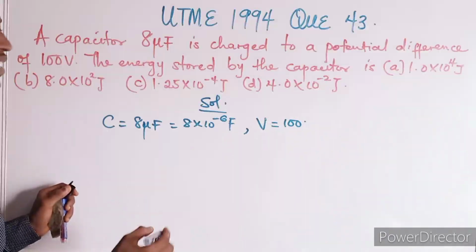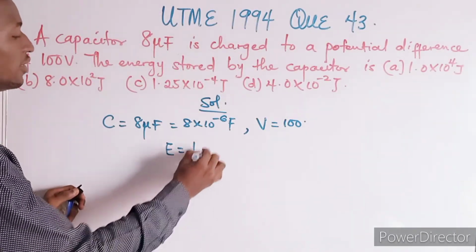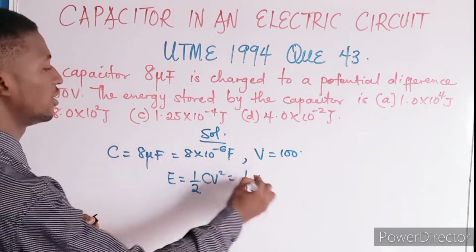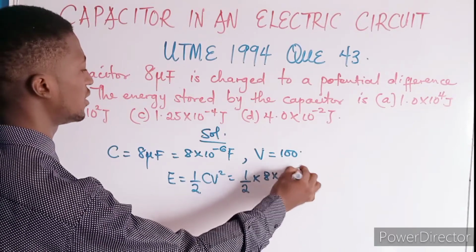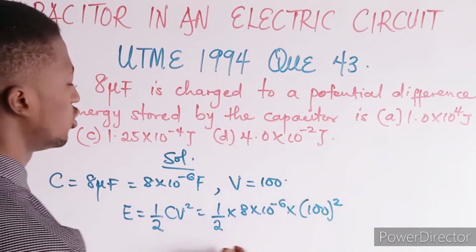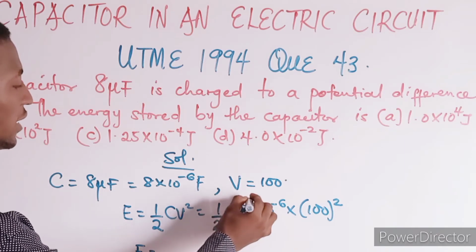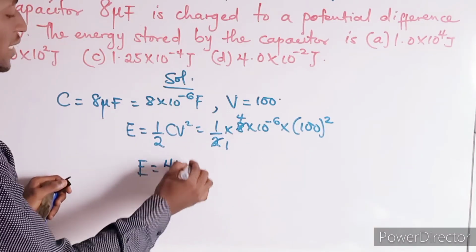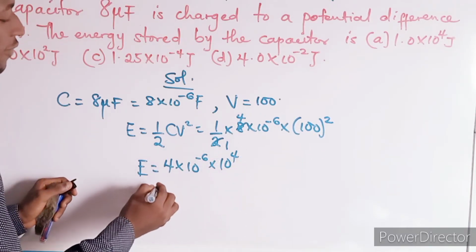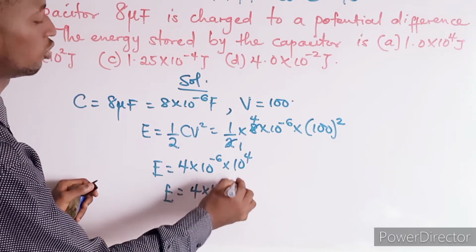What we've been asked to calculate is the energy stored, which is given as half CV squared, that is 1 over 2 times C. C is 8 times 10 to the power minus 6, times V, which is 100, all squared. So E equals: 2 into 8 is 4. We have 4 times 10 to the power minus 6 times 10 to the power 4, and therefore the energy stored is equal to 4 times 10 to the power minus 2 joules.